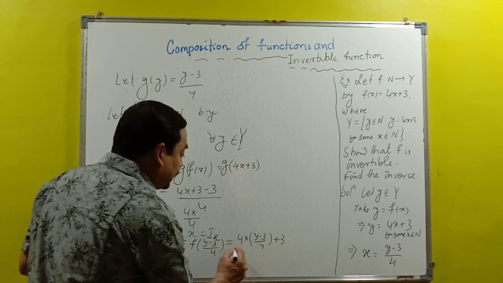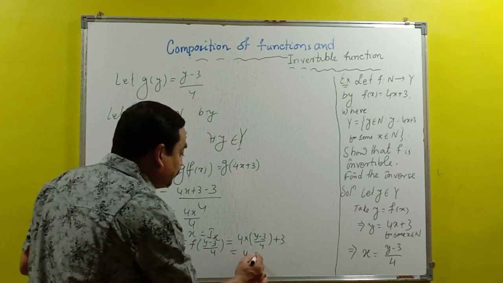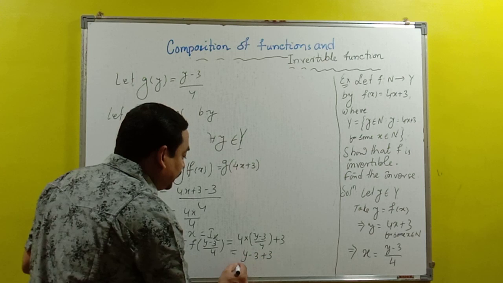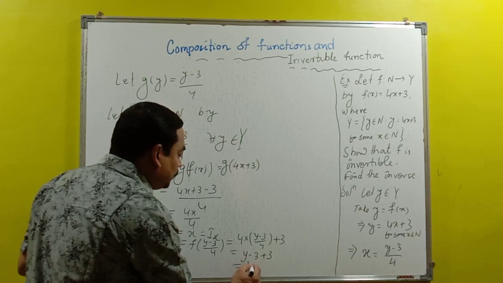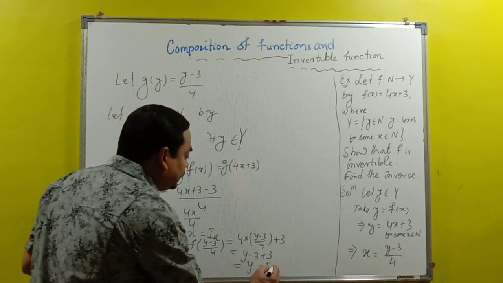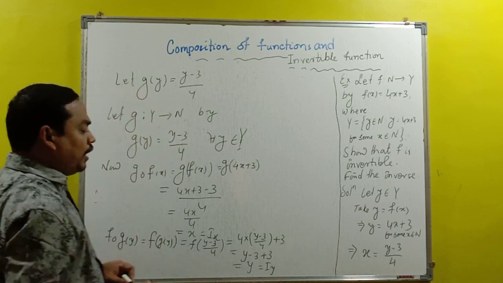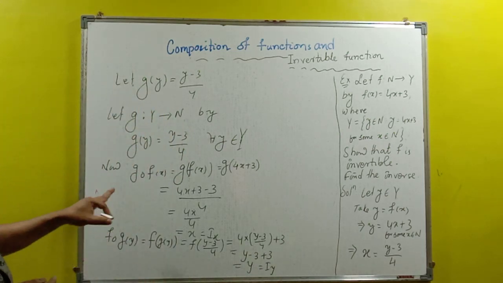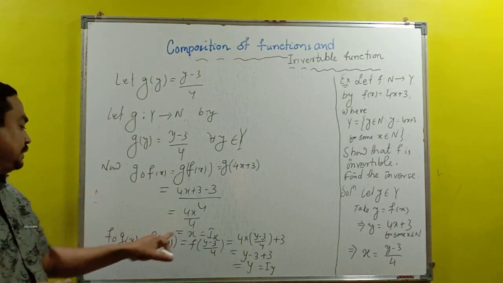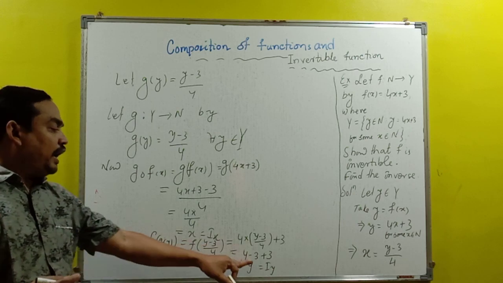This 4 cancels. What is there? y minus 3 plus 3. Again plus 3 minus 3 is 0. It is y. This is nothing but your identity function I_Y. What you have got? g of f is equal to I_X. f of g is equal to I_Y.